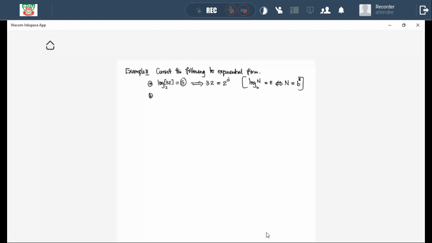Let's look at the next one. It says a is equal to log x base b. I'm converting it to exponential. Look at that. What is the number? In this case, our number is x. So it means x is equal to the base to the power a. I've converted. Let's look at the next example.